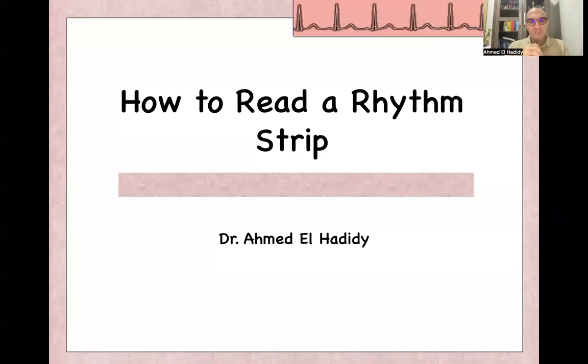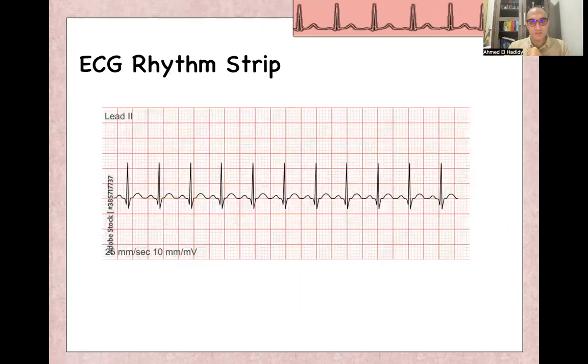Today we continue our ECG course, and today's presentation is on how to read a rhythm strip. My name is Ahmed Al-Hadidi. I am an emergency medicine consultant.